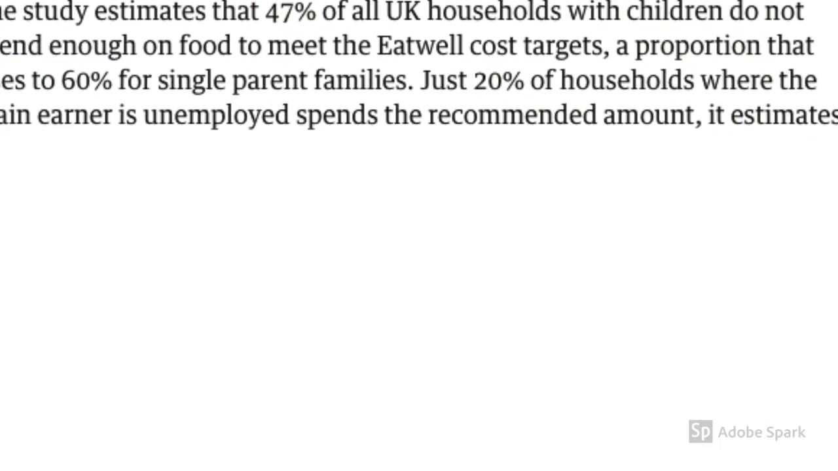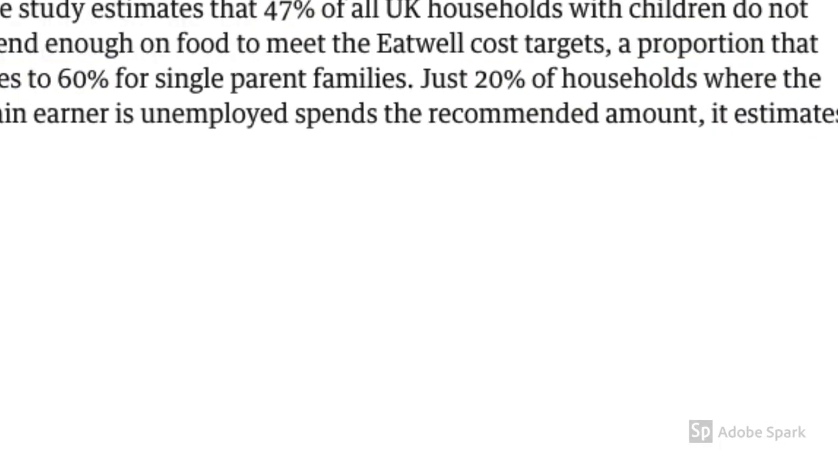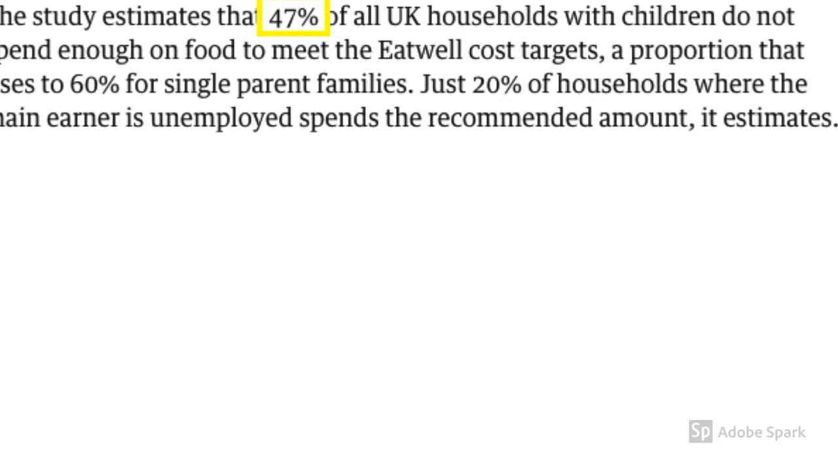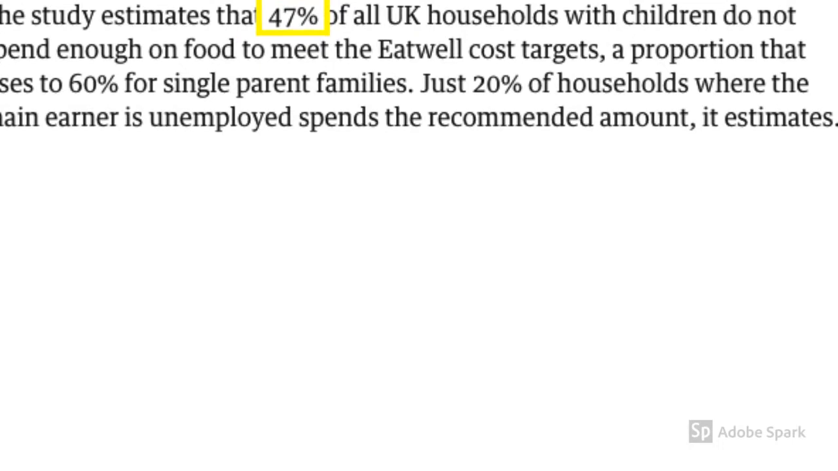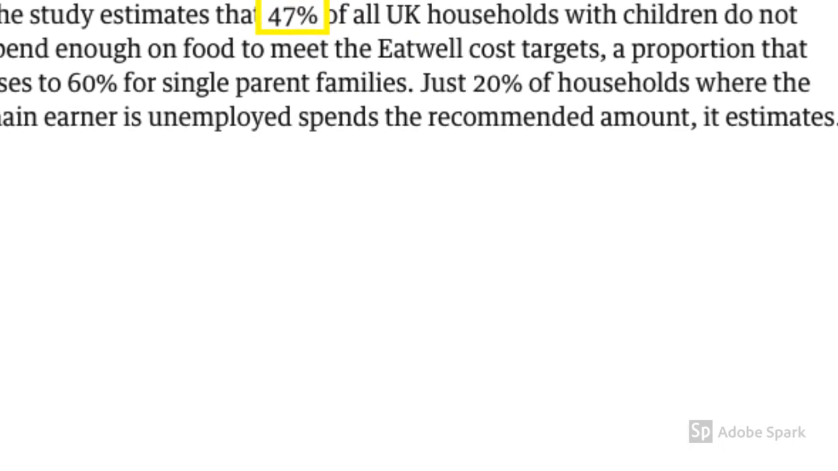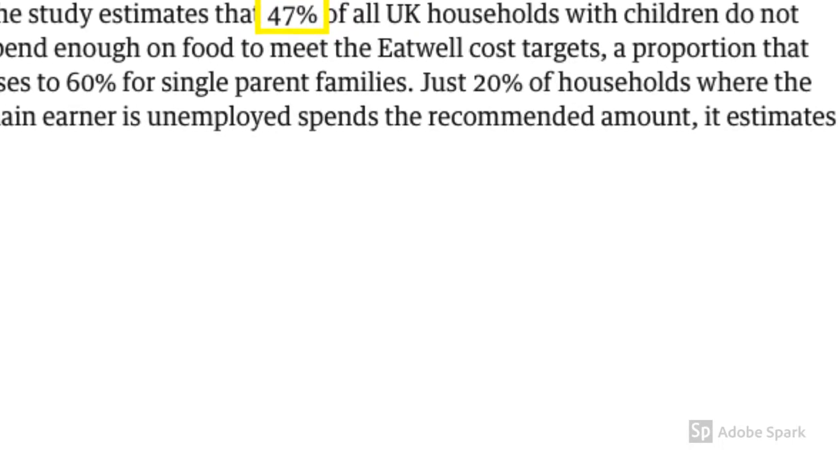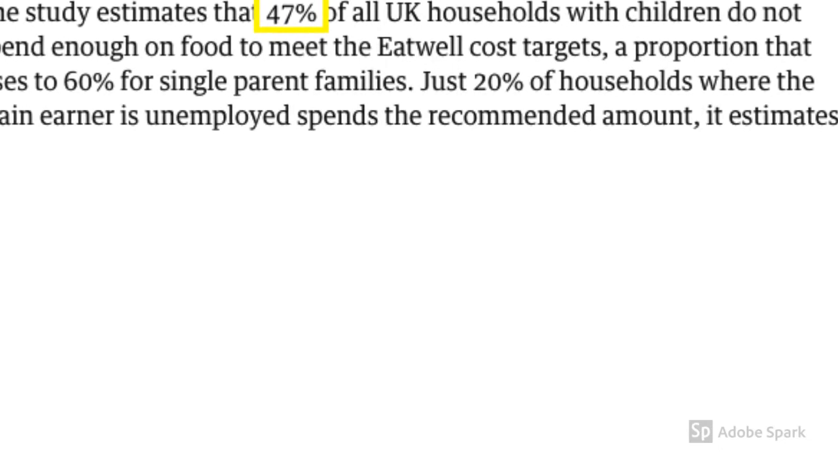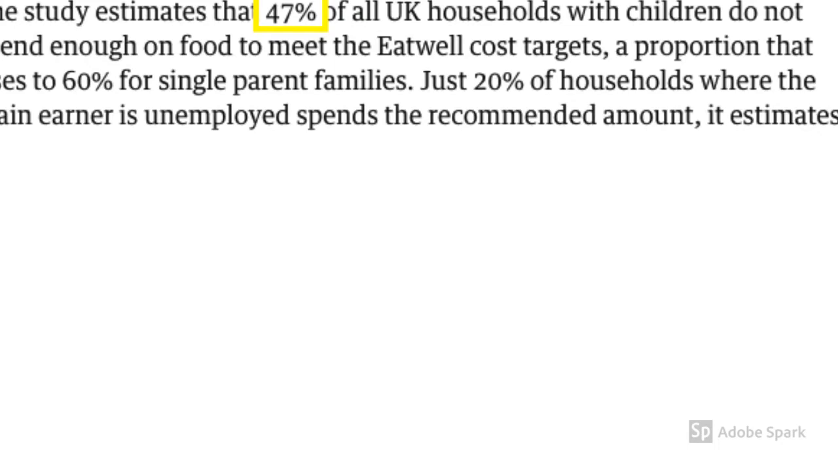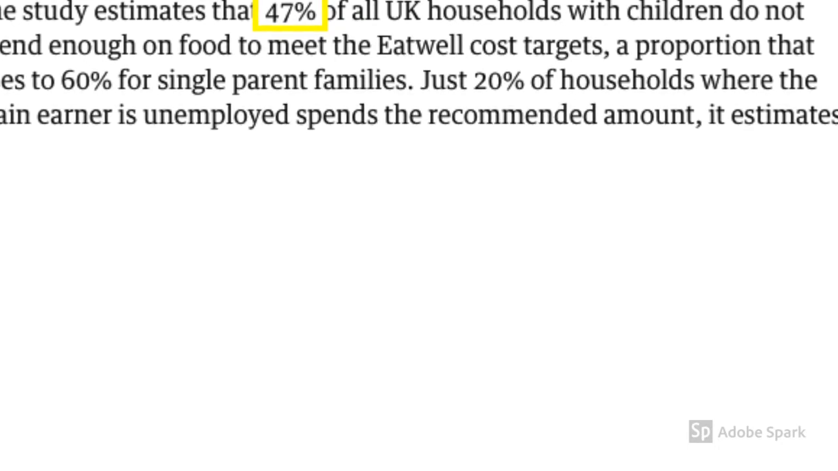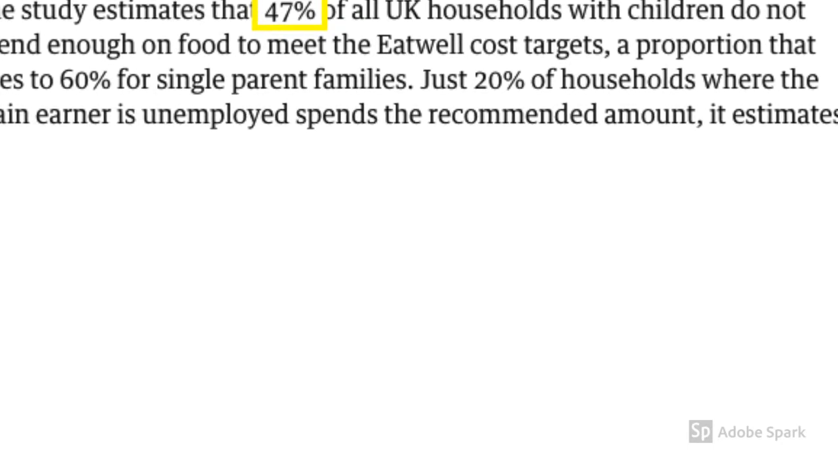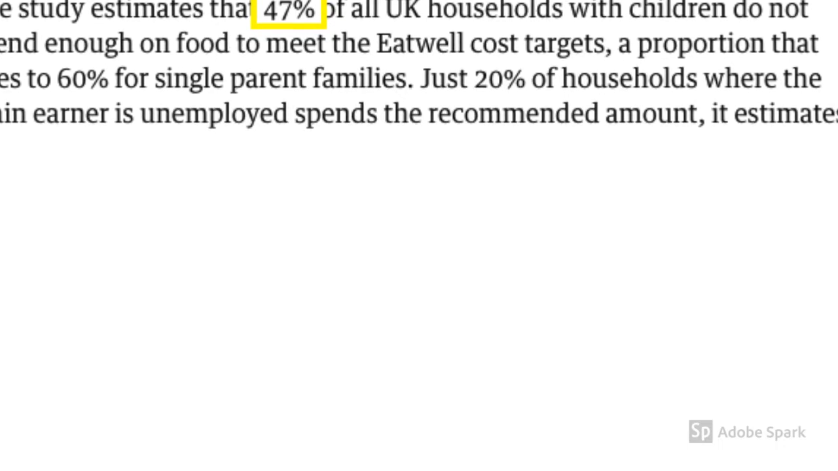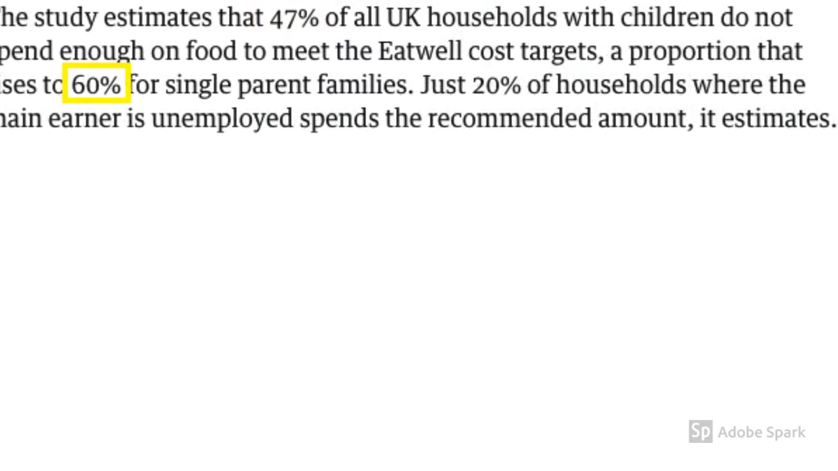Immediately, we can see some percentages. So what do these mean? The study estimates that 47% of UK households with children don't spend enough on food to meet Eat Well targets. This means that 47 out of every 100 households don't meet the target. A percentage just means a number out of 100. 47% is just under half of the households, as half would be 50%.